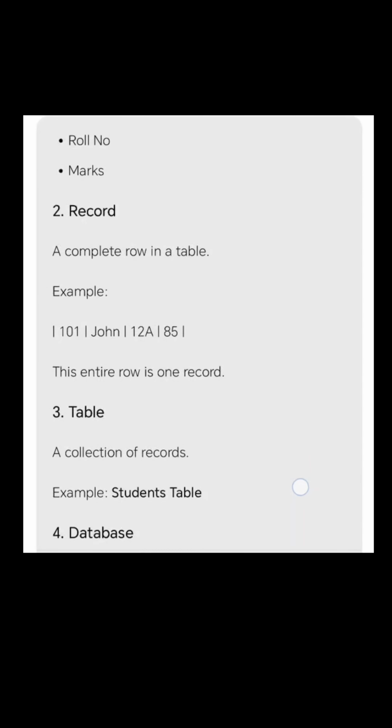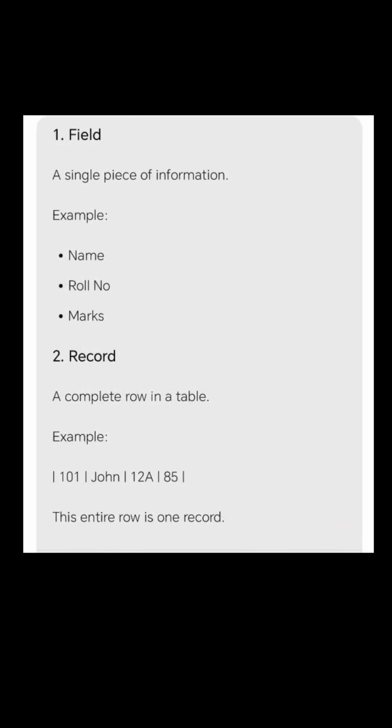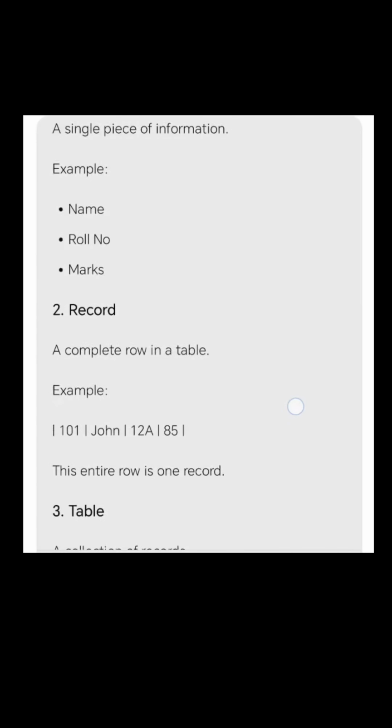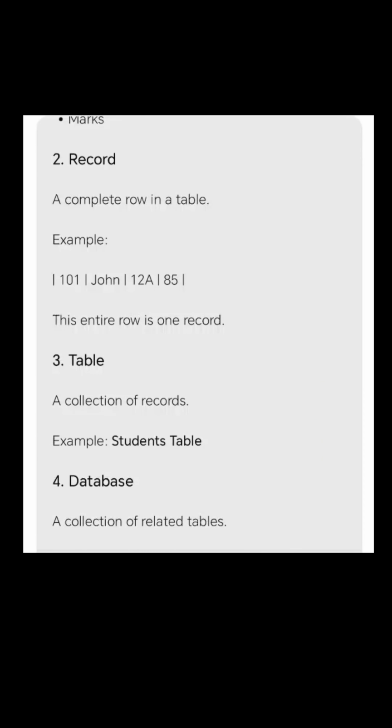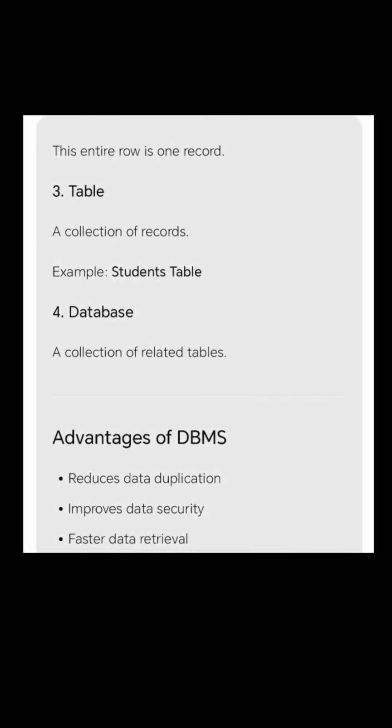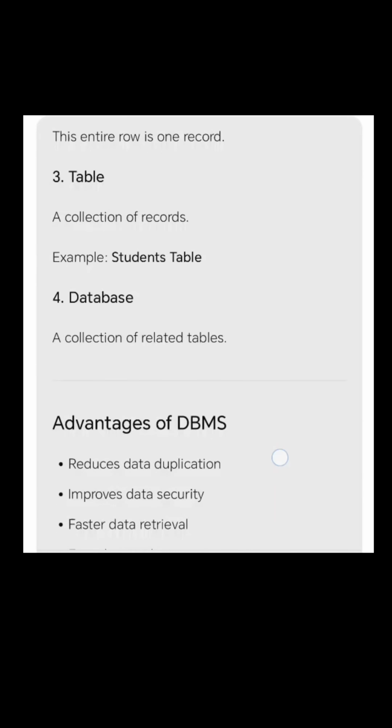Okay. So now you can understand one by one what is field. Field is a single piece of information and record, the entire row is called record. And then table, collection of records is called table. And database, the collection of tables. So that is known as database.